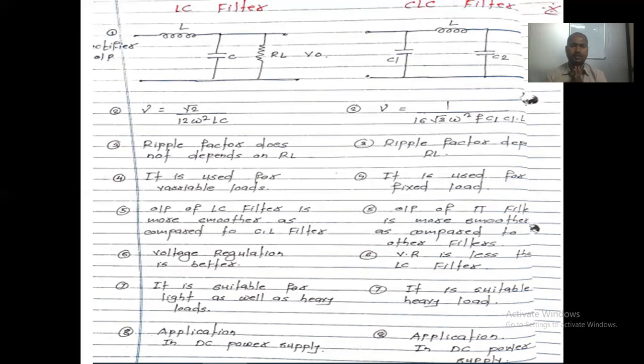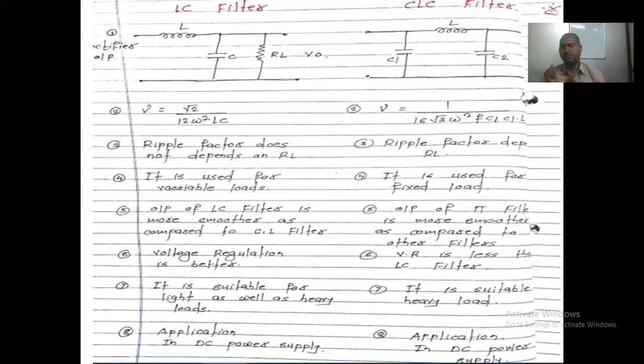Then we have seen another thing as application. Okay, the LC type of filter is used for DC power supply applications. DC power supply application indicates the power supply we use in a laboratory, in that case it should be used. Already told you it is suitable for heavy load. The application is in DC power supply.